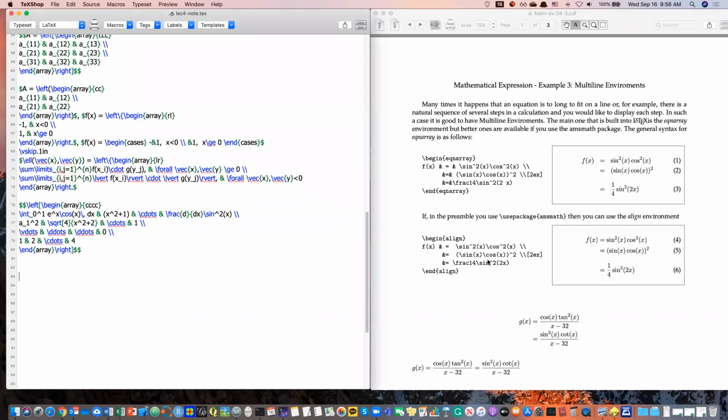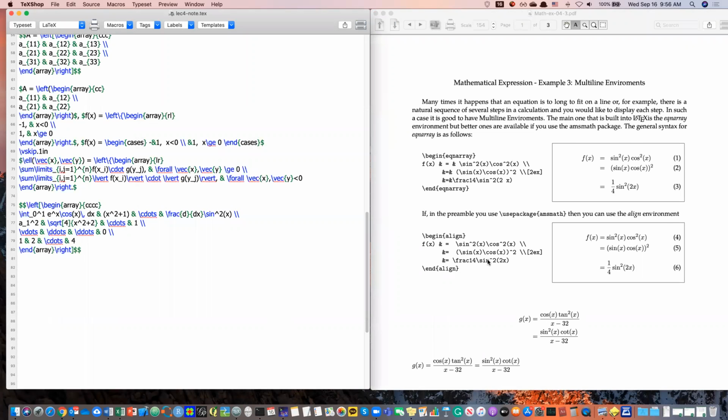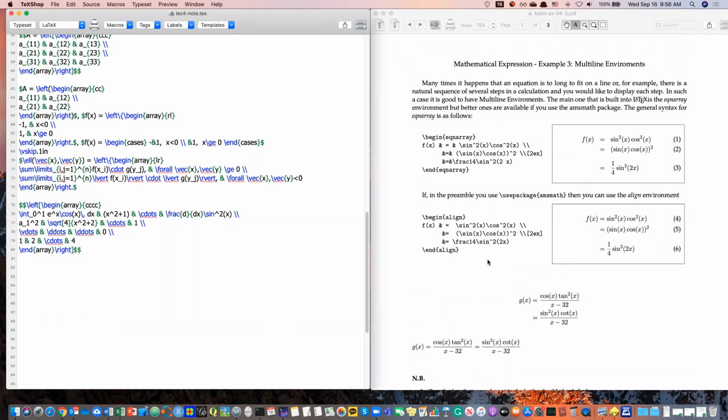All right. So see example 3, a multi-line environment. Many times it happens that the equation is too long to fit on a line, or, for example, there is a natural sequence of several steps in a calculation and you'd like to display each step. In such cases, it's good to have a multi-line environment. The main one built into LaTeX is the eqnarray environment, but better ones are available if you use the AMS package. So the general syntax for eqnarray is as follows.